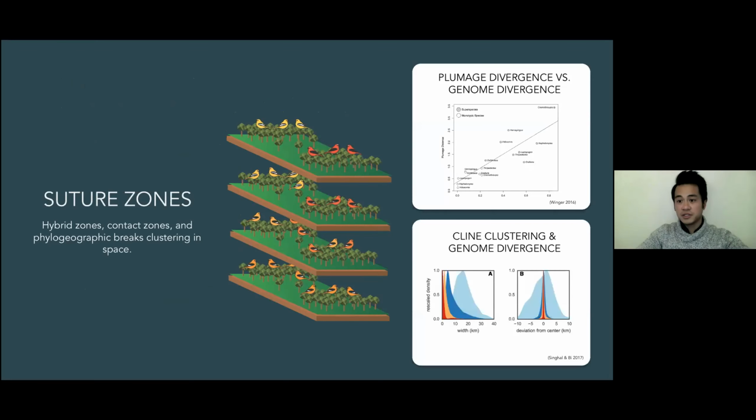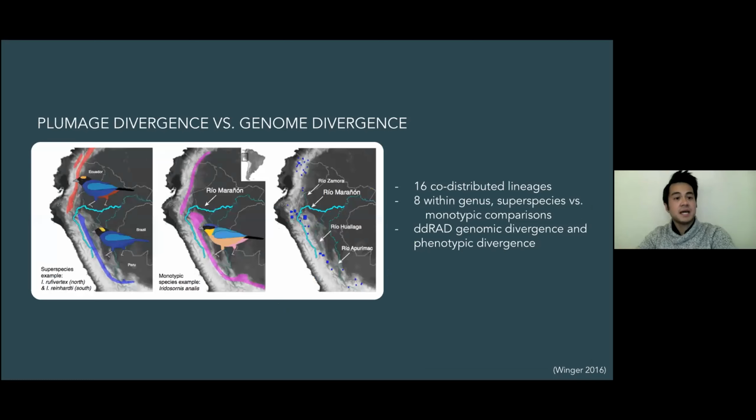I'd like to share some of the projects that have been done with suture zone work and speciation, though not a lot has been done just yet, and I'm hoping this is something that will pick up pretty soon. Here are a couple of projects from Benjamin Winger, and Sonal and Kay, who are also at the MVZ. This first project is getting at phenotypic divergence and genome divergence in birds in South America.